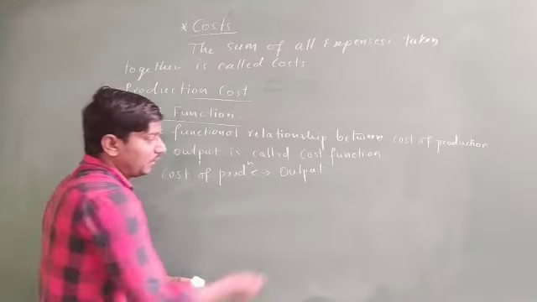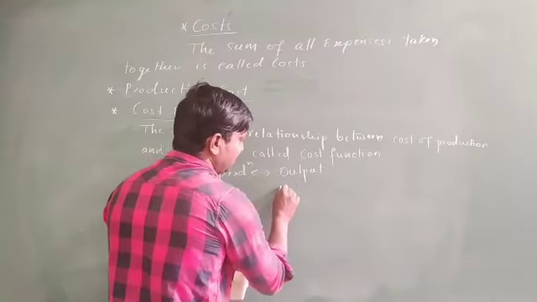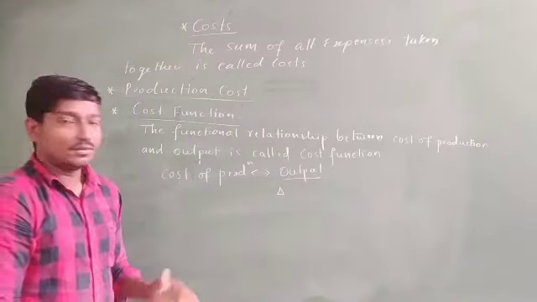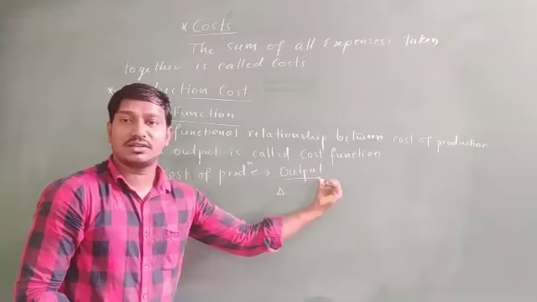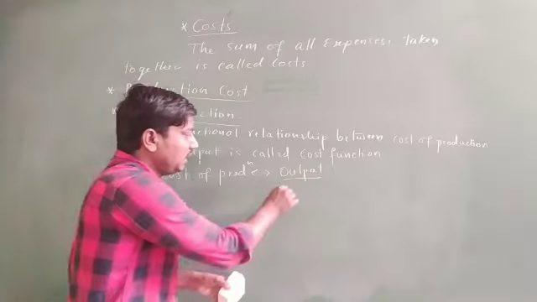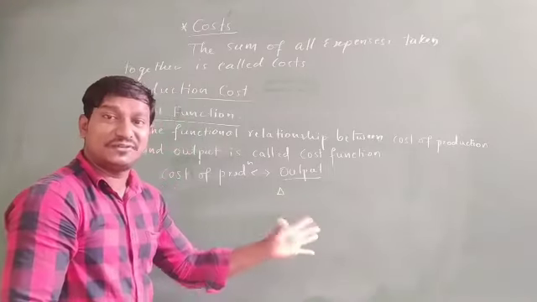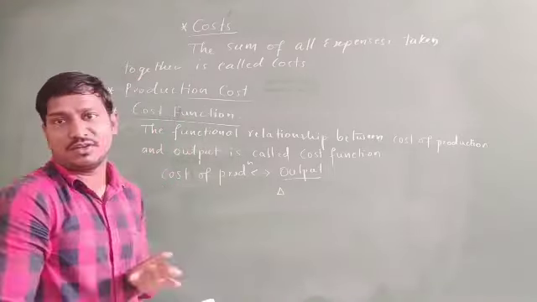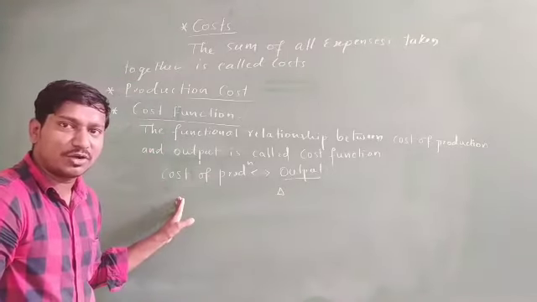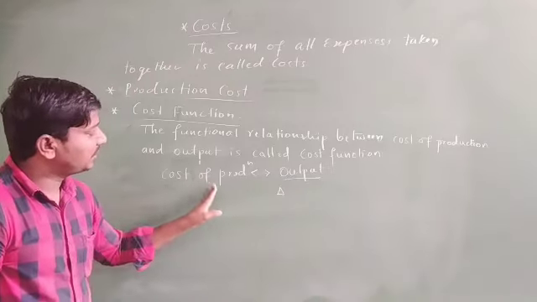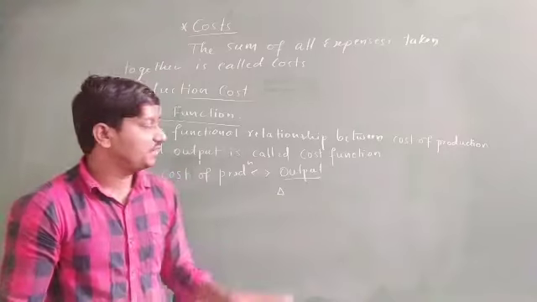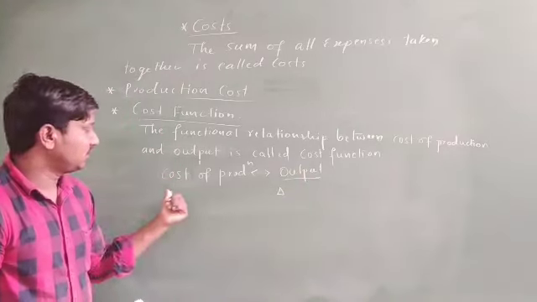Why? Because whatever changes in the output, that influences the cost of production. But the cost of production does not influence the output. Why? Because the value of output differs, that influences the cost of production. So output influences the cost of production, where cost of production depends on the output. If there is any variation, any change in output, that influences the cost of production.